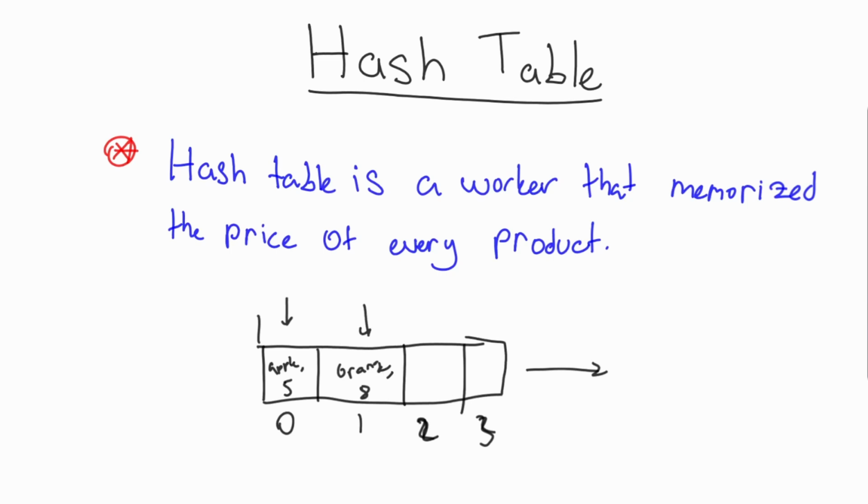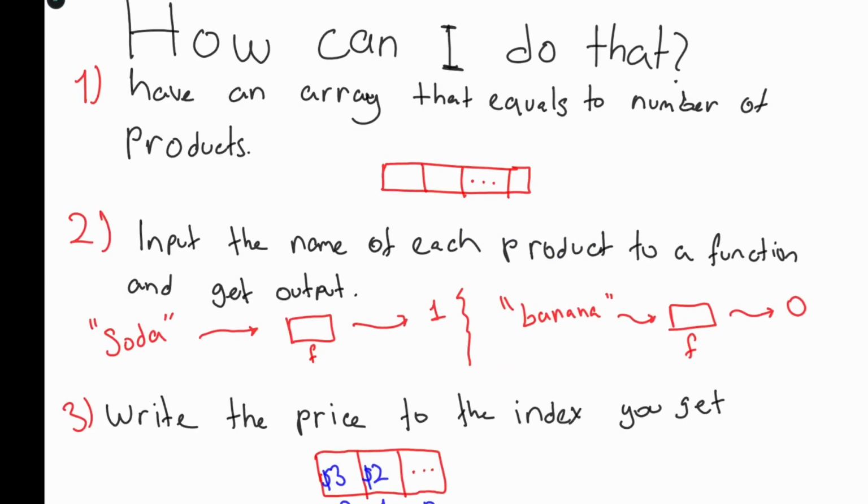But we don't want that. We want to instantly find where the orange is. How could we do that? Well, this is where a hash table comes in. So, how can we do that? How can we have a worker that memorized the price of every product?